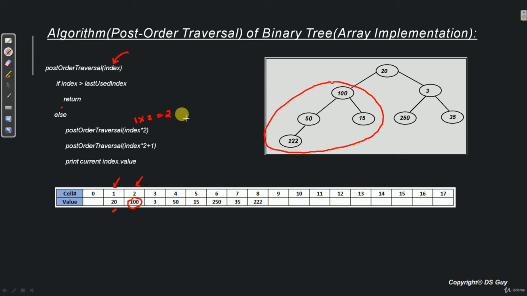Once that is done, we come to the right subtree. Index into 2 plus 1. That is, 1 into 2 plus 1 is equal to 3. So 3 has the value 3, which is the right subtree of this bigger tree. So then we are calling recursively on the right subtree. Now once that execution is done, then we are printing index.value. Now what is index.value? Index.value is 20. So we are printing 20. So this is how we are doing a post order traversal.